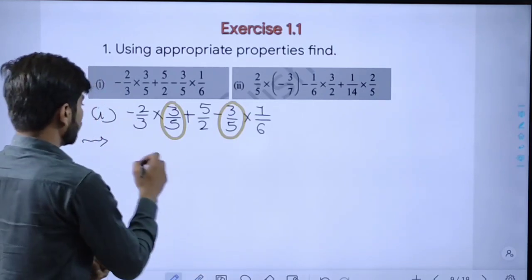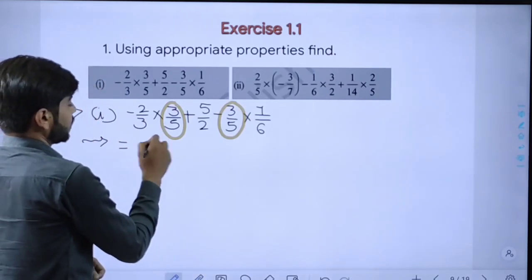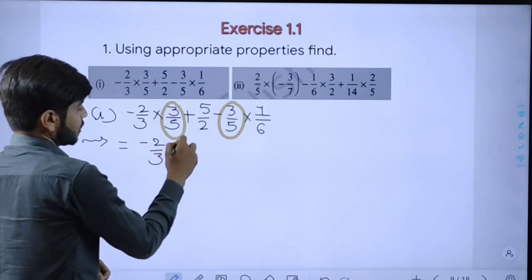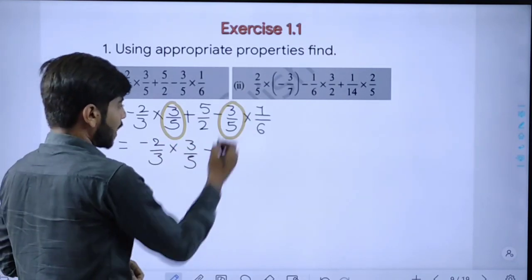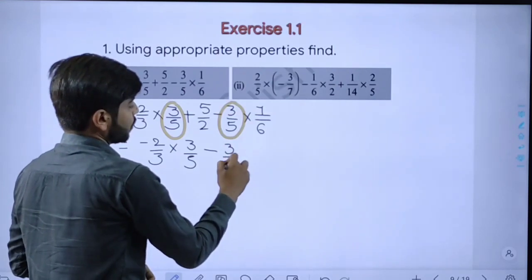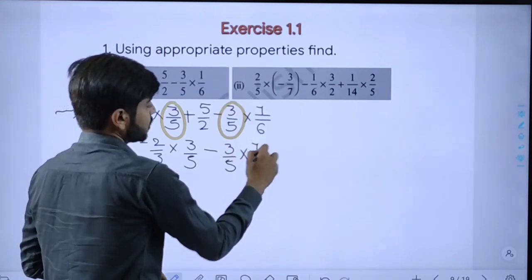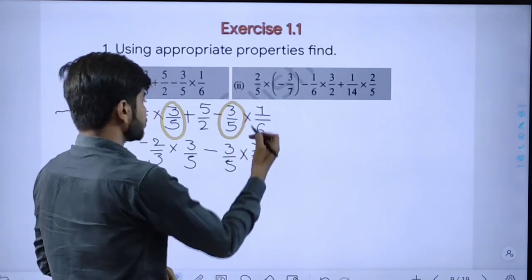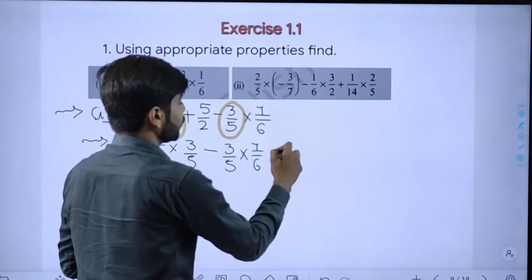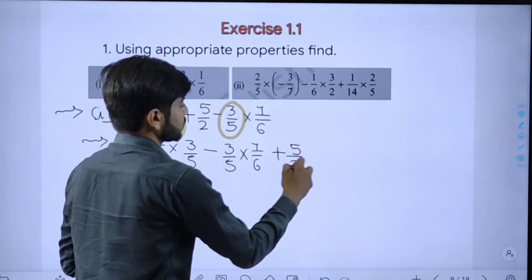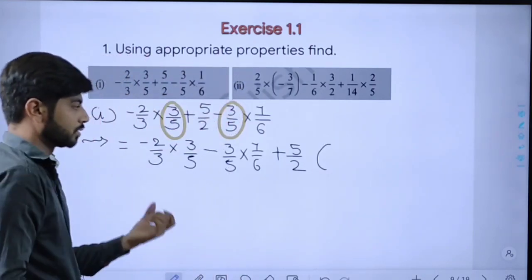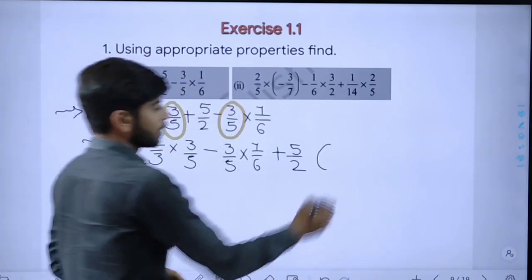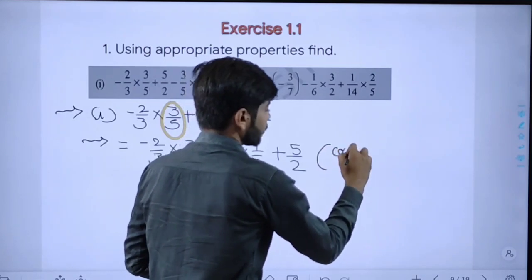We will change the order. Minus 2 upon 3 multiply 3 upon 5 minus 3 upon 5 multiply 1 upon 6, and we will put 5 upon 2 at last. Now we will write which property we have used. So which property is it? The commutative property.